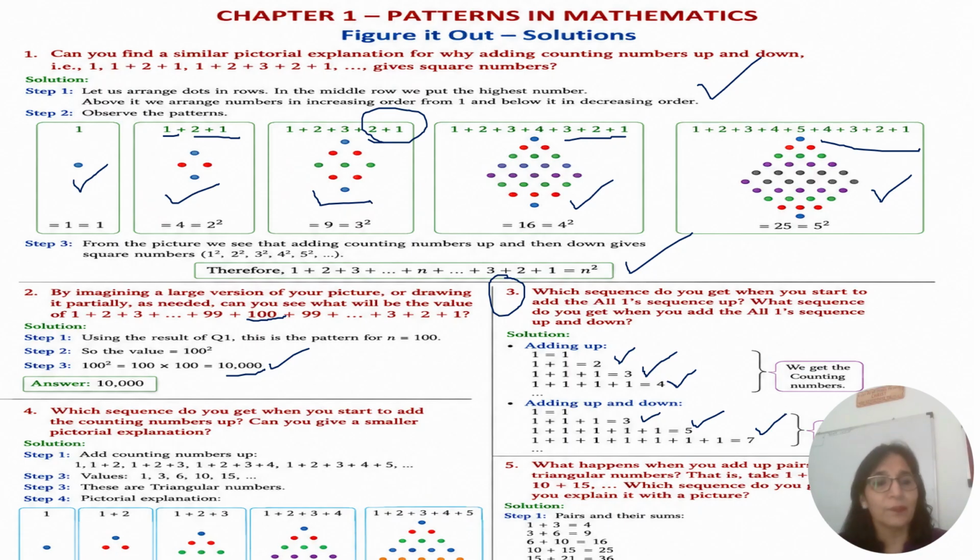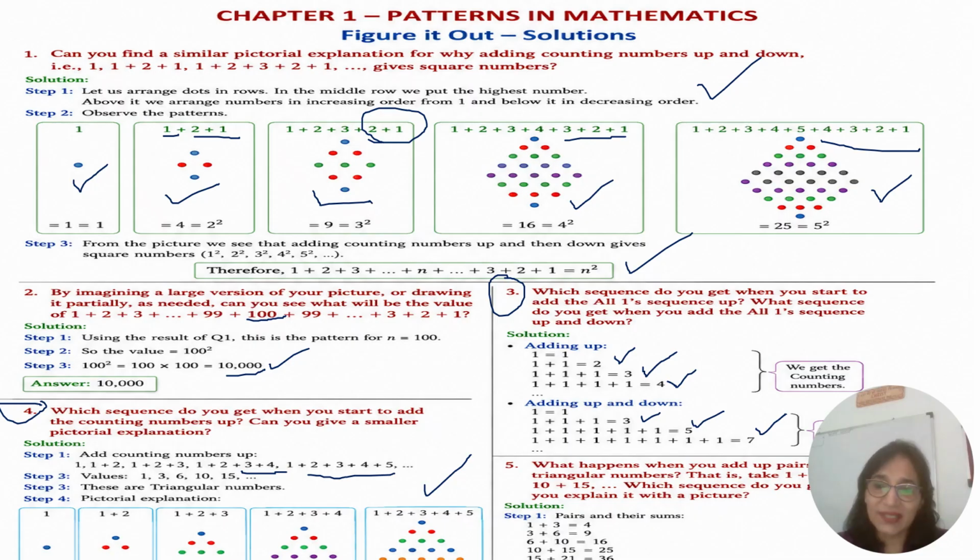You need to follow. Now this is question number 4. The counting numbers up. Can you give a smaller pictorial explanation? So you need to add counting numbers up. That means 1, then 1 plus 2, which is 3, then 1 plus 2 plus 3, 1 plus 2 plus 3 plus 4, and then likewise it goes. So what are the values we are getting here? We are getting 1, then 3, then 6, and 10, and 15. So these are what type of numbers? These are triangular numbers. And this is your pictorial explanation.